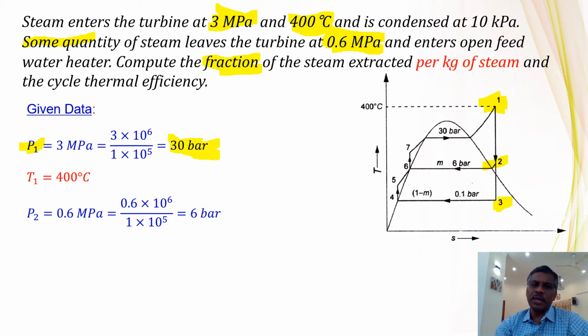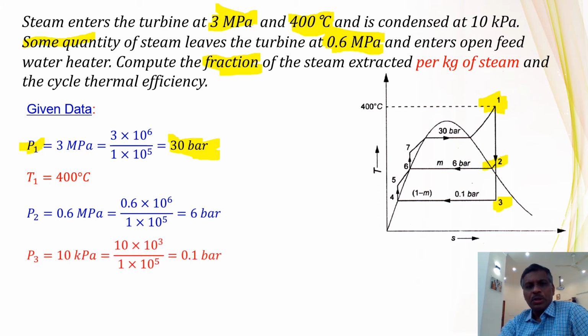0.6 megapascal. 0.6 into 10 to the power of 6 divided by 10 to the power of 5 is 6 bar. So P2 is 6 bar, and you can have the condenser pressure. Here you can see the condenser pressure is given as 10 kilopascal. 10 kilopascal, so that is why it is 10 to the power of 3. 10 into 10 to the power of 3 divided by 10 to the power of 5, you will get it as 0.1 bar.